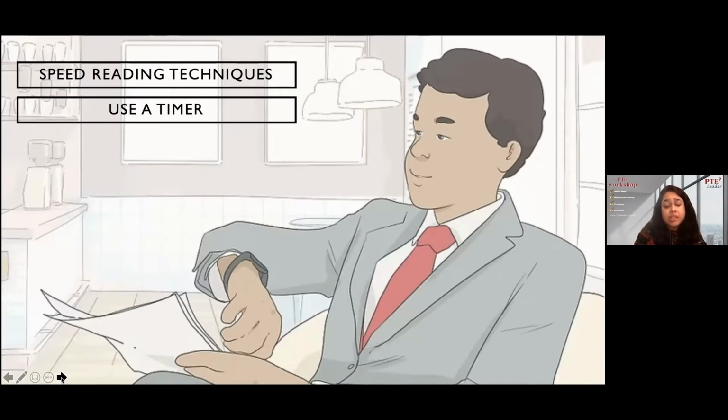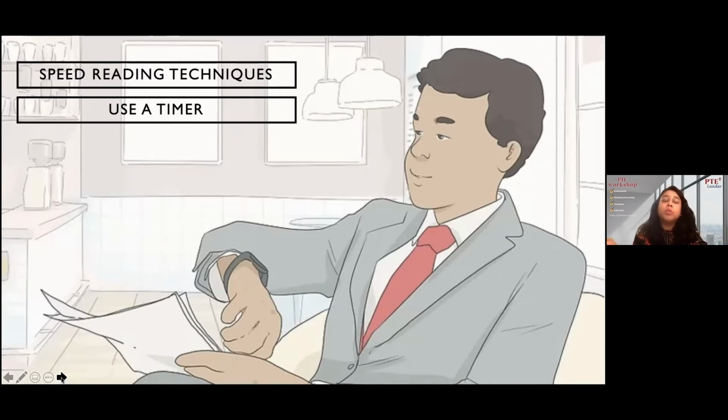Maybe you are thinking you are a slow reader, but maybe you are not. Maybe you are an average reader. Maybe you are a fast reader on some occasions, depending on the text, depending on the passage. So it really depends. Use a timer, set a time, and see how much you can read in a minute, in 2 minutes, or in a few seconds.